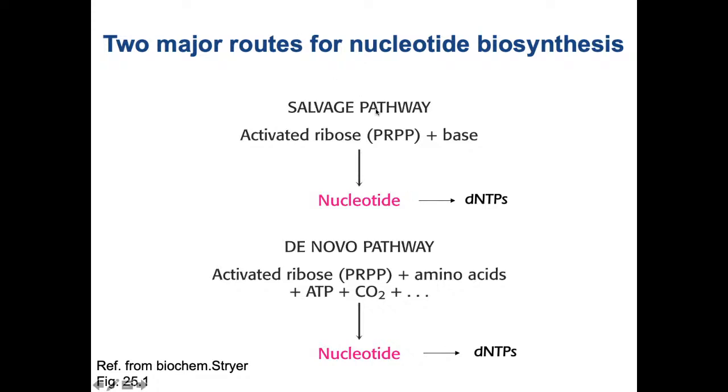So there are two major routes for nucleotide biosynthesis. Basically, the first is the salvage pathway. The second is the de novo pathway. If you have activated ribose in the form of PRPP and your base attached to it, it will give a nucleotide, which will further give your dNTPs. And according to the de novo pathway, we have activated ribose PRPP plus amino acids plus ATP plus carbon dioxide. So they will give the nucleotide, that is dNTPs.